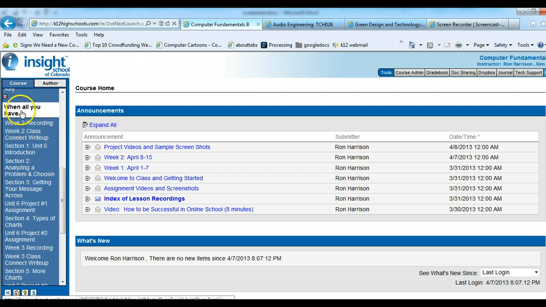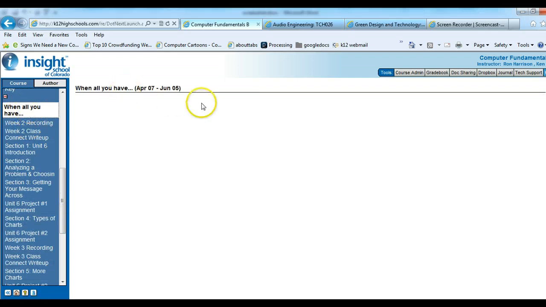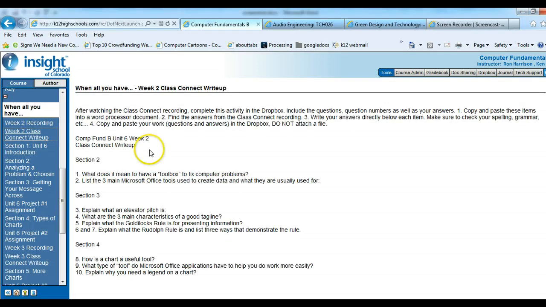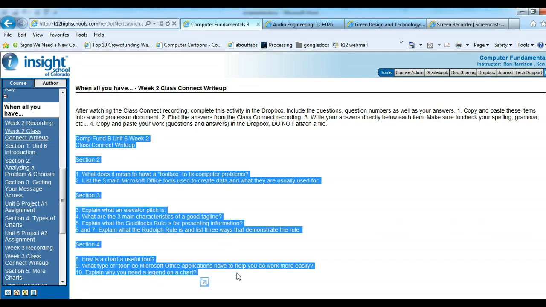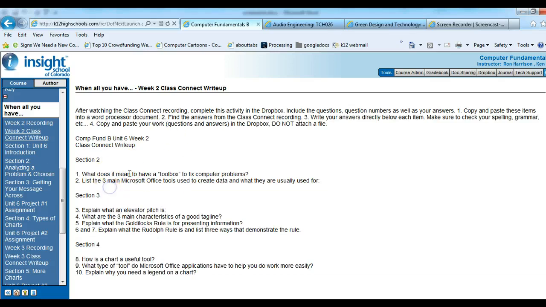All right, jumping into the When All You Have unit. In this unit, we're going to talk about all the different tools you have for computers. So the first thing we always want to do is look at the write-up. As you should know by now, you do the write-ups. You highlight everything, Control-C to copy, and paste into a word processor. Then you can see I have the numbers included. Then you find the answers as you watch this recording and type the answers in. You have all that in your word processor, then you copy it and paste it as text in the Dropbox, not as an attached file.